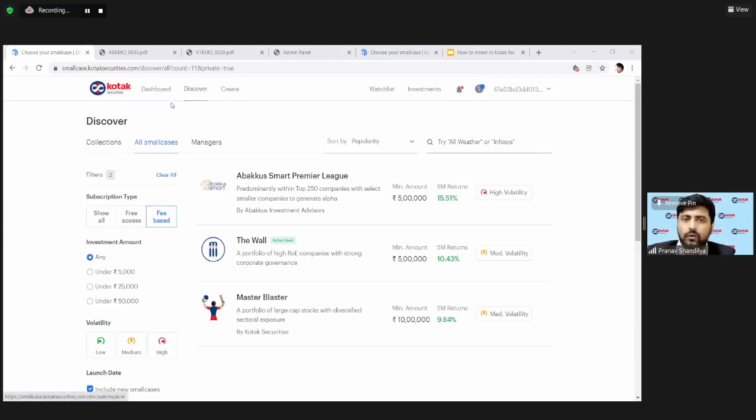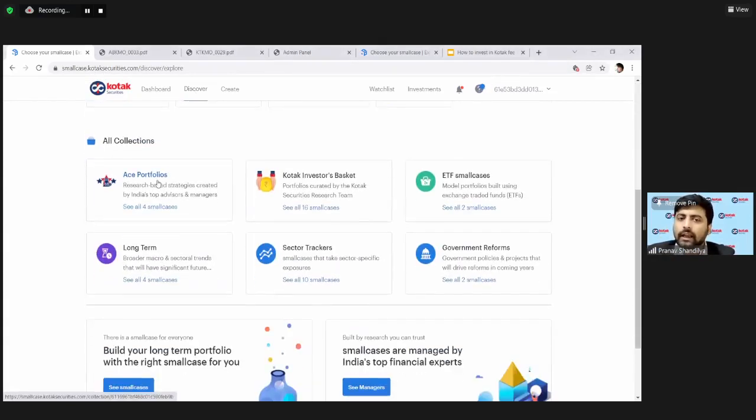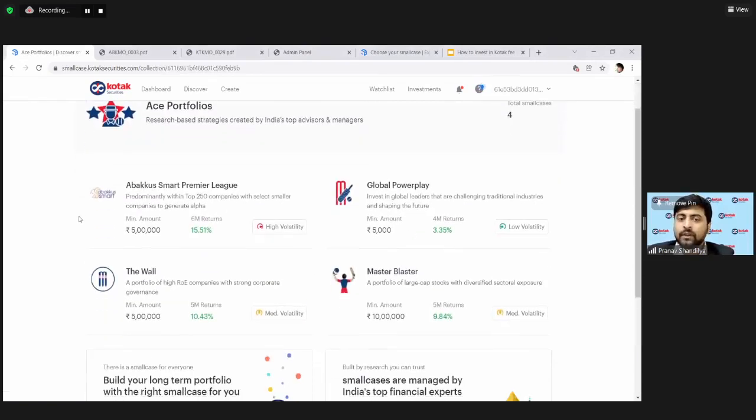What you can also do is, once you've come over to smallcase.kotaksecurities.com, click on Discover, scroll down, and click on ACE portfolios here. If you scroll down, you will see the same set of 3 ACE portfolios: Abacus Smart Premier League, The Wall, and Master Blaster. These 3 portfolios are the ones that we will be talking about specifically in this session. So why is it that we are going to focus on only these particular smallcases today?